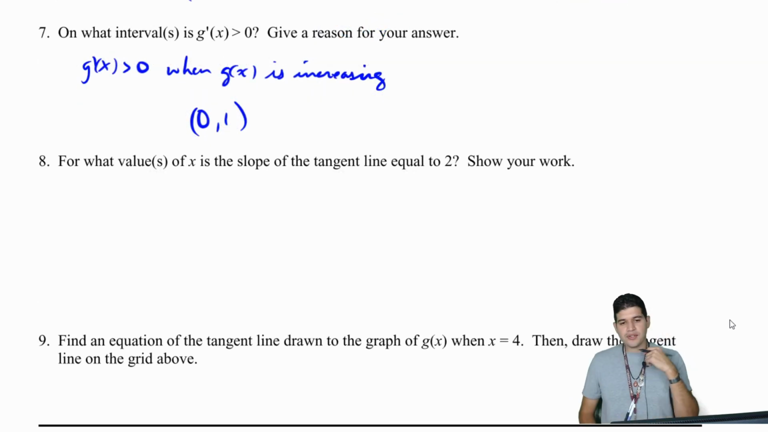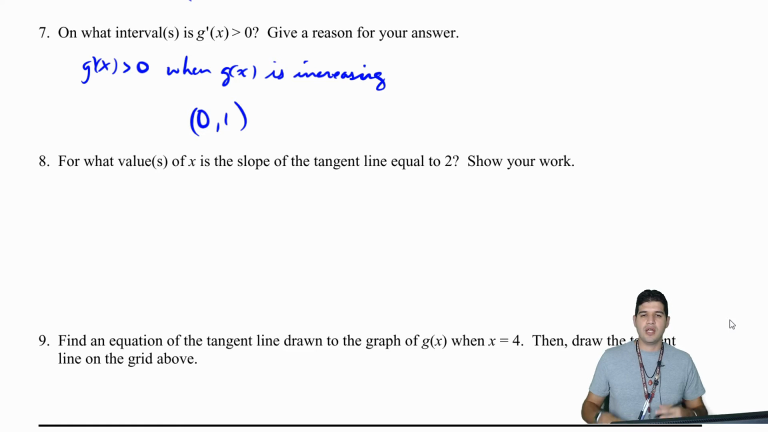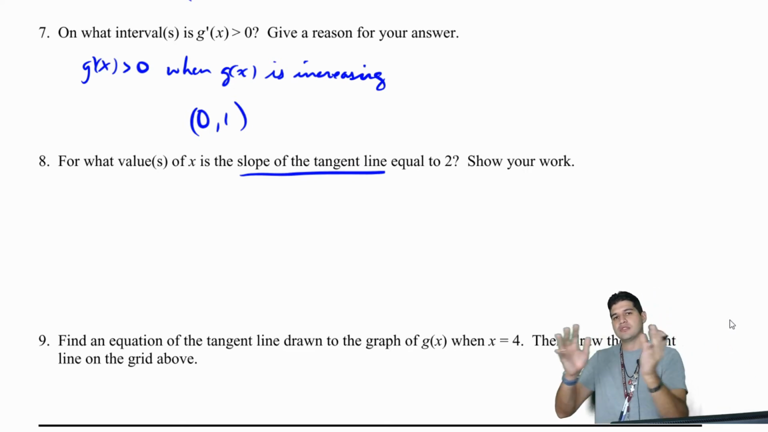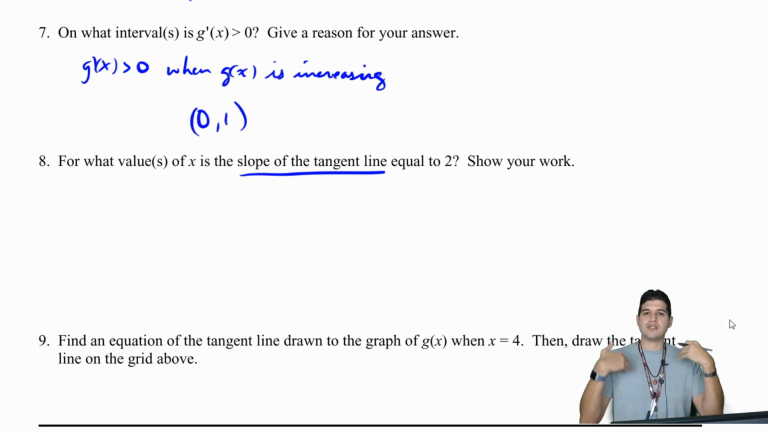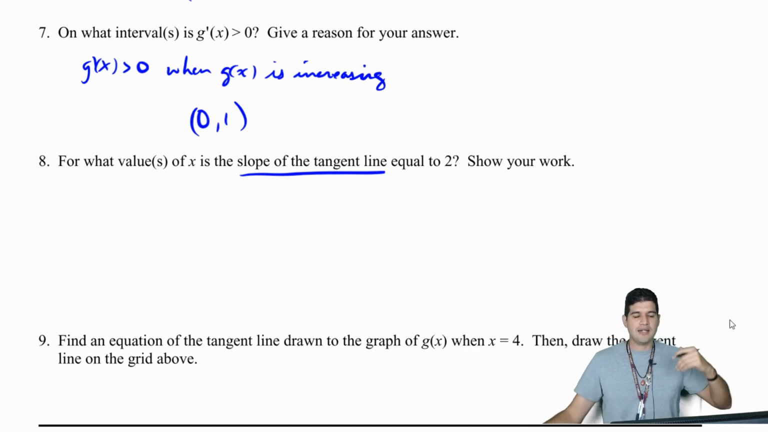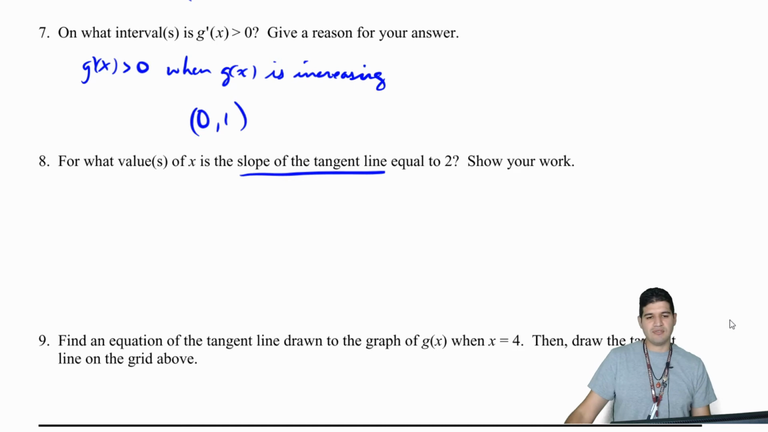Now this part is asking for what values of x is the slope of the tangent line equal to 2. So think about this, slope of the tangent line. What does that mean to you? Well, that should have a very straightforward meaning. A slope of the tangent line equals derivative. Slope of the tangent line is derivative. So we want to see when is the derivative equal to 2. Once you say it like that, it just seems very, very obvious.